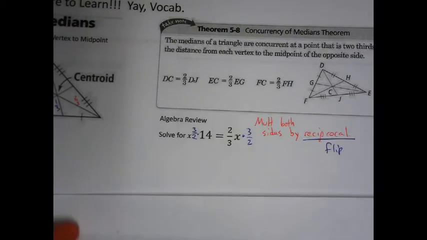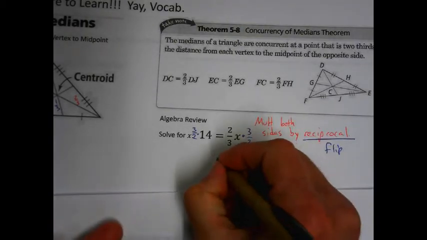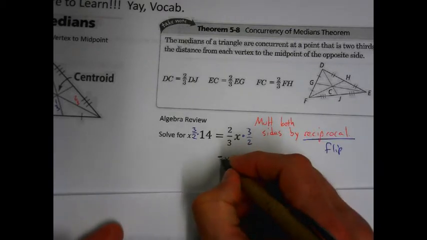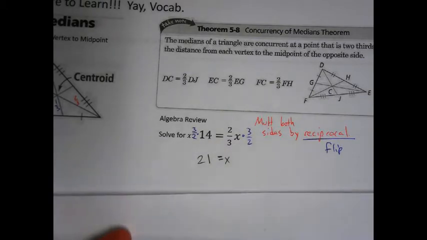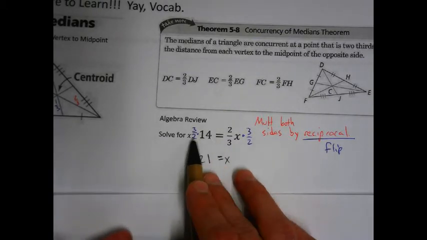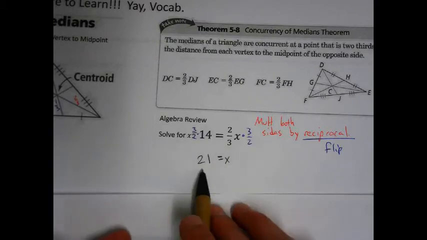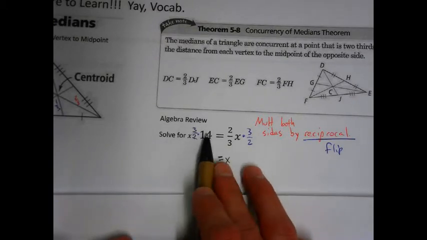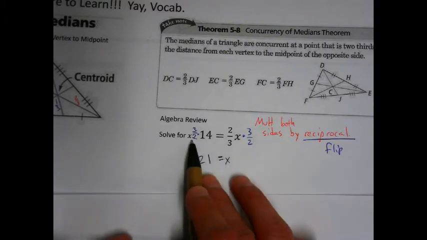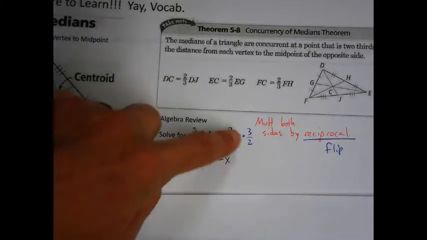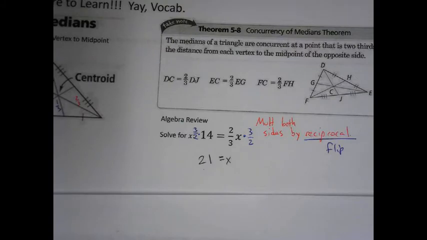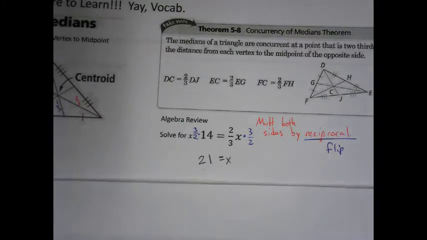In this particular example, to solve for x, we multiply both sides by 3/2. We have x equaling 3/2 times 14, which turns out to be 21. No matter how you do it, you can divide 14 by 2 to get 7, and 7 times 3 is 21. Or multiply 3 times 14 to get 42, and 42 divided by 2 is 21. Either way, you're going to get 21. That's a bit of algebra review to help us since we're dealing with thirds and all that stuff with medians. We'll do more practice later.